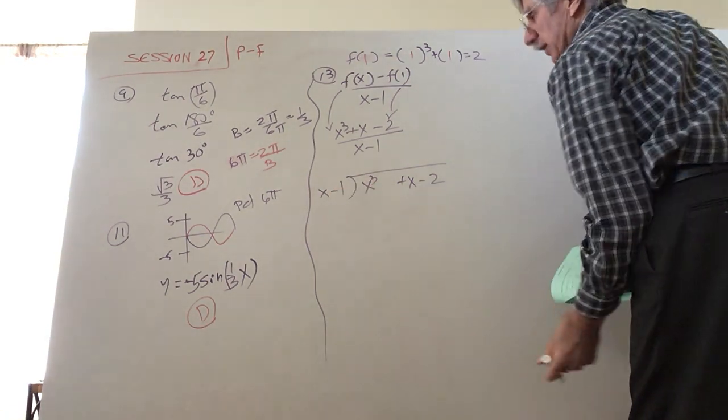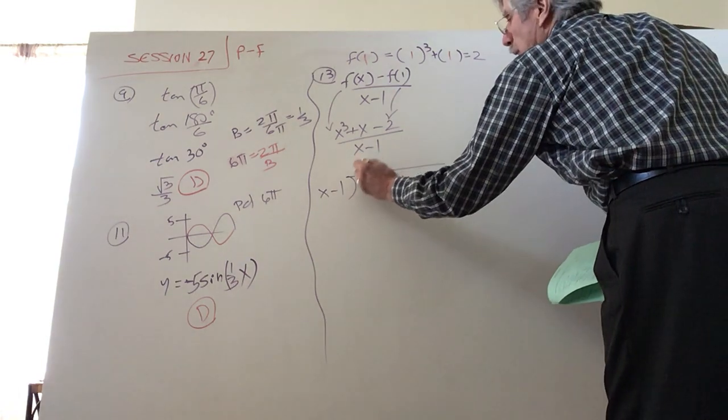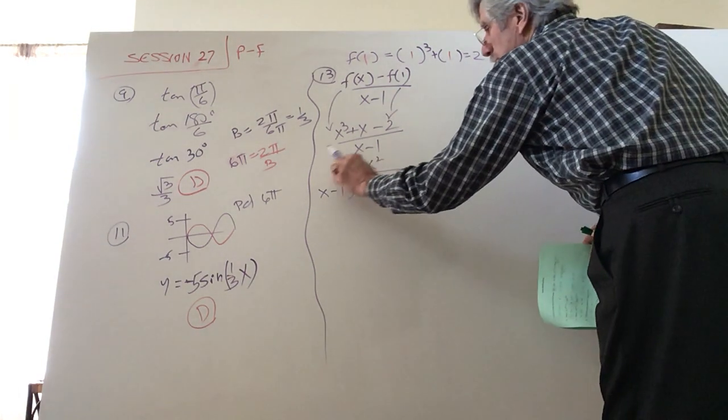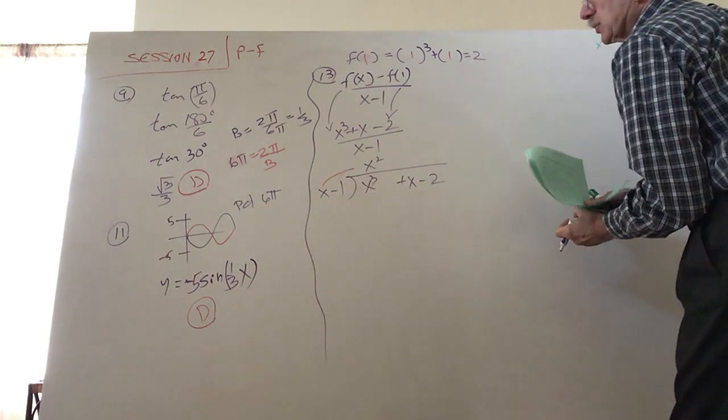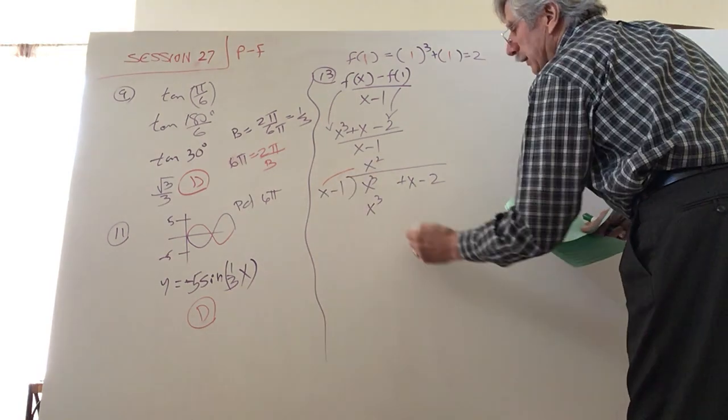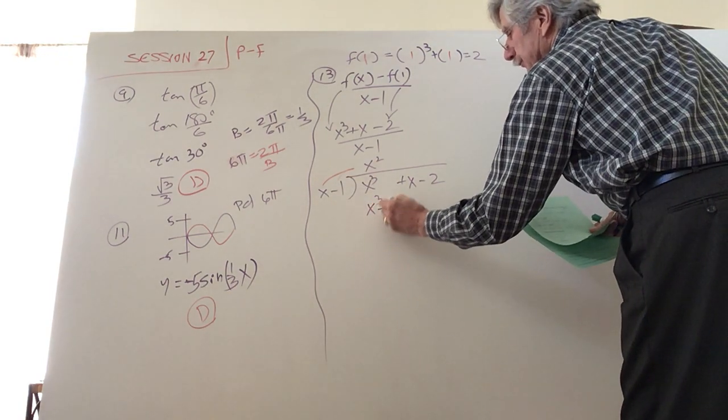X times what will give us x cubed? X times x squared should work for us. And then we're going to multiply that x squared with both of these. We're going to say x squared times x is x cubed, and then x squared times a negative 1 is negative x squared.